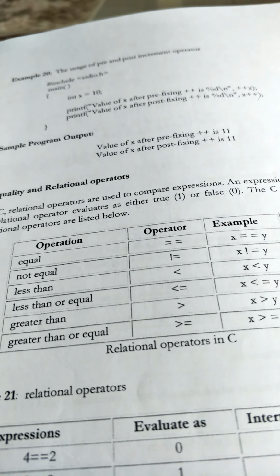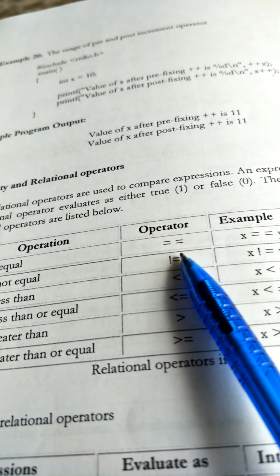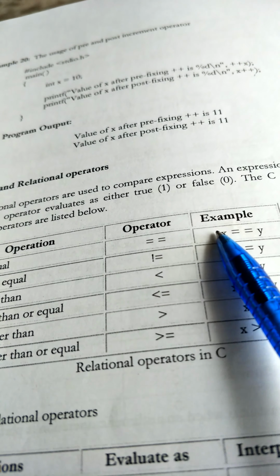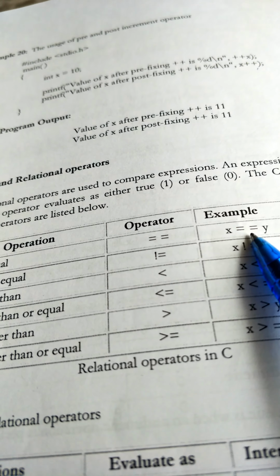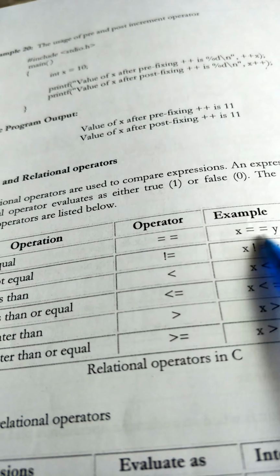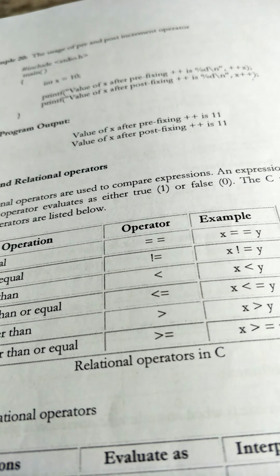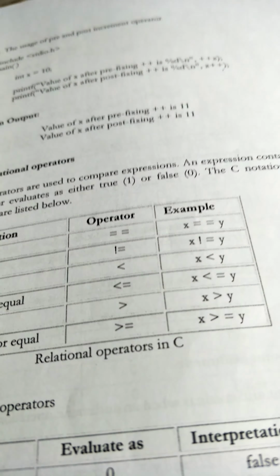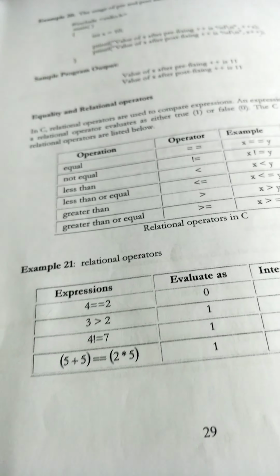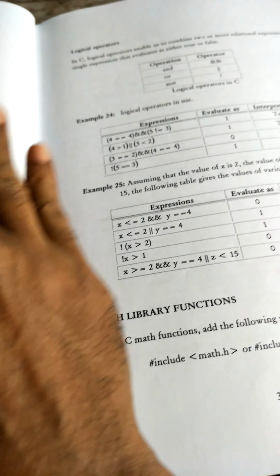This is for the relational operator. Equality and relational operators. For equality, we write x == y. We cannot write x = y, it gives no different meaning. This is not equal, and all those things you don't have to worry about, because you can memorize this easily once we do the programming. All right. That's an example.